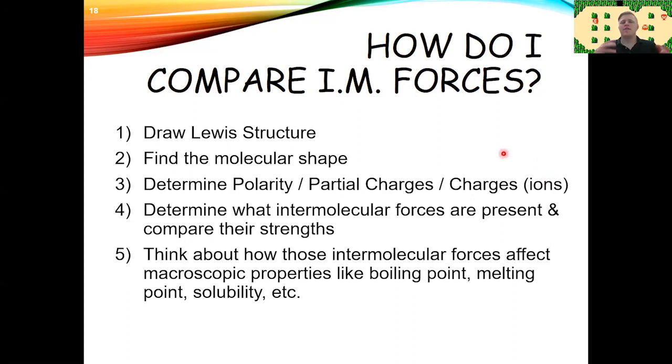And then once you have your structure, you know your geometry and your polarity, you're going to determine what intermolecular forces are present here. I'm going to compare their strengths. I'm going to say, is it got a hydrogen bonding system going on? Is it all London dispersion forces, etc.? Then we're going to think about these intermolecular forces and how they're going to affect our macroscopic properties.